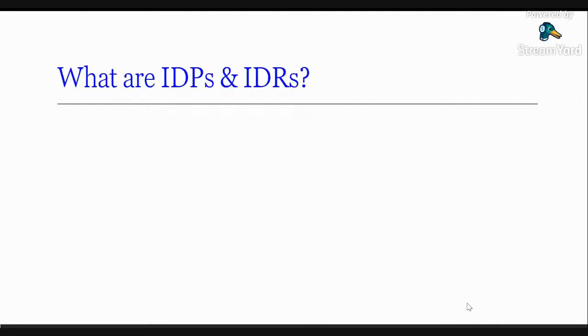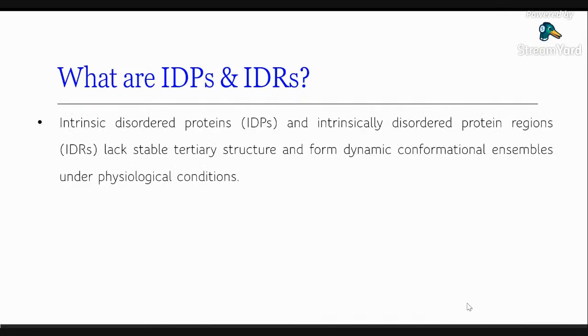So the first question: what are IDPs and IDRs? Intrinsically disordered proteins, commonly known as IDPs, and intrinsically disordered protein regions, or IDRs, lack a stable tertiary structure. These proteins do not have a proper three-dimensional structure, and they form dynamic conformational ensembles under physiological conditions. So they keep changing their shapes. That is the definition of IDPs.